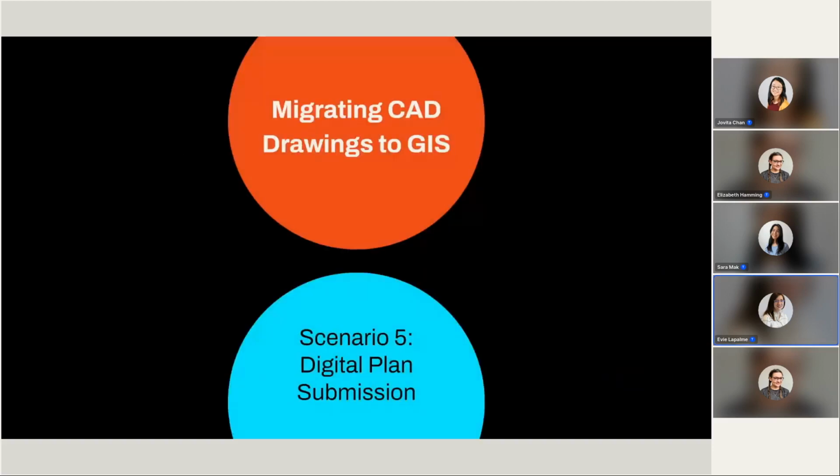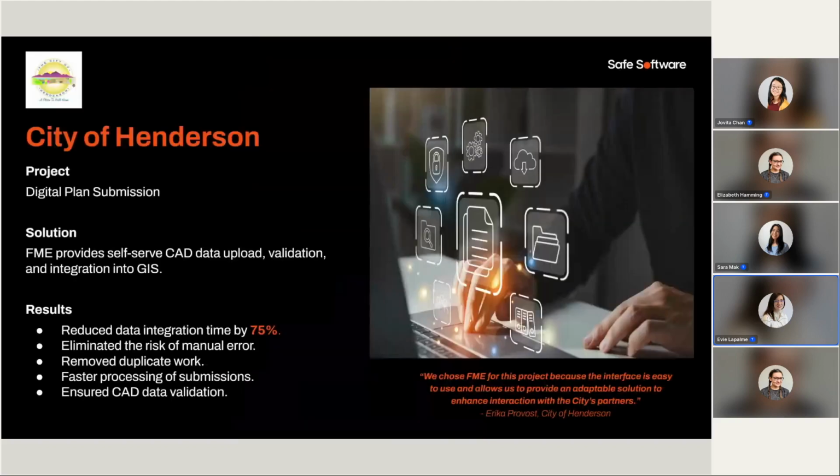So now for the next solution, our scenario here is the digital plan submission. This is an example from the city of Henderson. The city of Henderson wanted to improve their digital plan submission process for new construction projects by simplifying and automating CAD to GIS conversion. Before, all the data entry and processing was done manually, but using FME, they created one automated workflow, which helped reduce data integration time by 75% without impacting the quality of the data. This is still in use today.